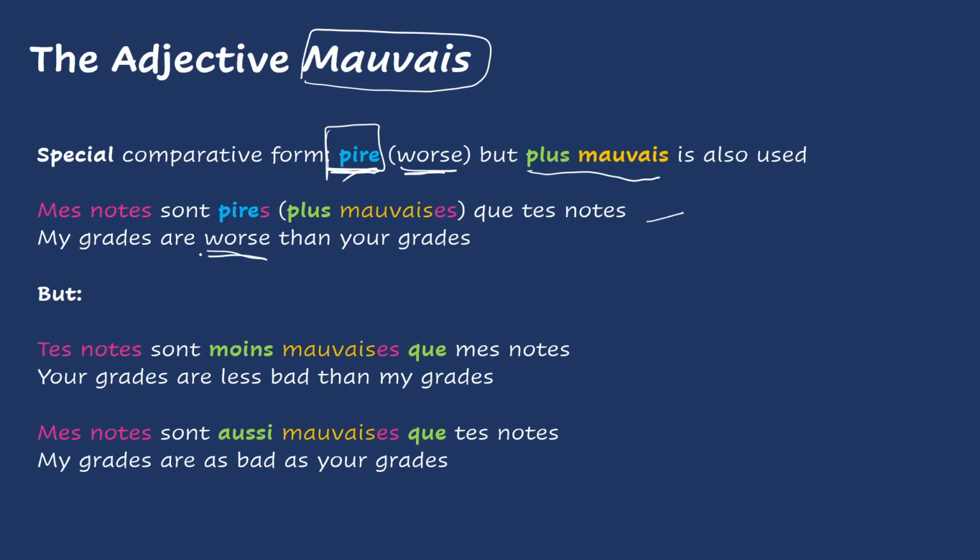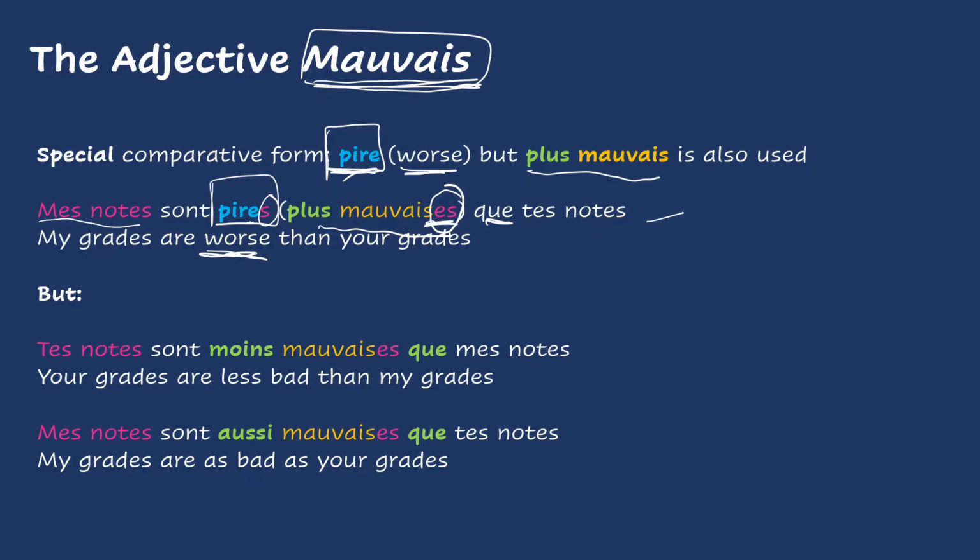So you use worse in English, you don't say more bad. So in French, you are going to use pire. And pire, you have an S here because the noun is plural. It doesn't change in the feminine because we already have an E here, but you will need to add an S if it's plural. So it doesn't change either if it's masculine singular. Or you can say mes notes sont plus mauvaises que tes notes. In that case, you will add the feminine and the plural because that's the regular form.